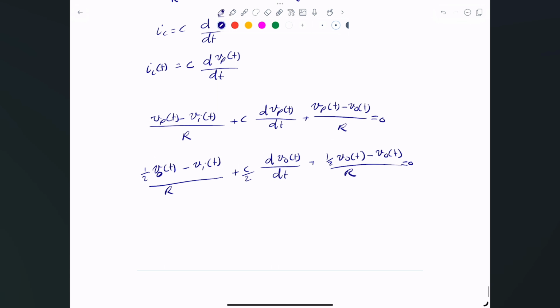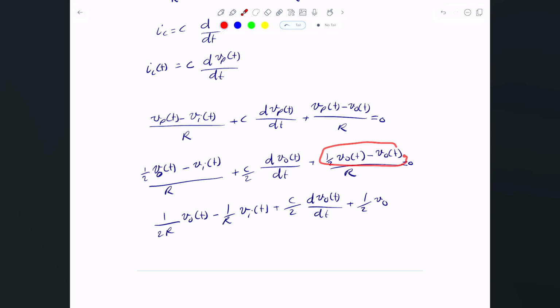All right, so now let's do this here. A little bit of algebra. That will give me 1 divided by 2R V output of t, minus 1 divided by R V input of t, plus C divided by 2 dV output of t divided by d of t, plus 1 divided by R times half V output of t. Actually, we can combine these two here together. That's simply half minus 1, which is just negative half. So that will be negative 1 divided by 2R V output of t.